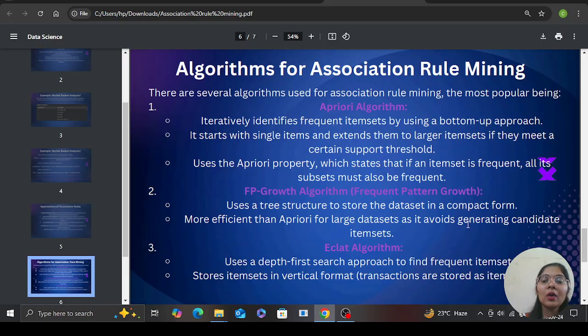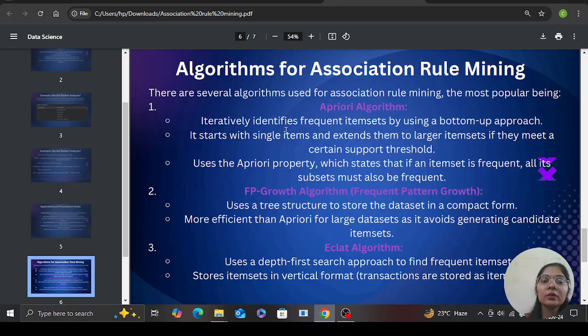Now, after understanding the applications of association rule mining, we come to the algorithms. There are several algorithms used for association rule mining. The most popular is the Apriori algorithm. The second is the FP growth algorithm, which is known as frequent pattern growth. The third is the Eclat algorithm.